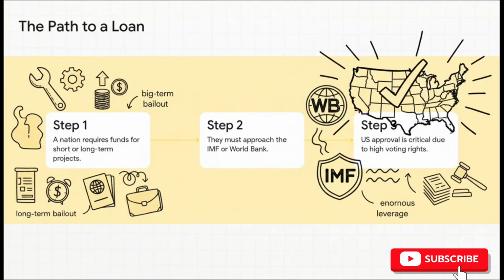So, how does this work in practice? Well, the source claims it's incredibly direct. As you can see here, if a country needs a long-term loan from the World Bank or, say, a short-term bailout from the IMF, they have to get U.S. approval. Why? Because the U.S. has the most voting power in both institutions. The source argues that gives it just enormous leverage.